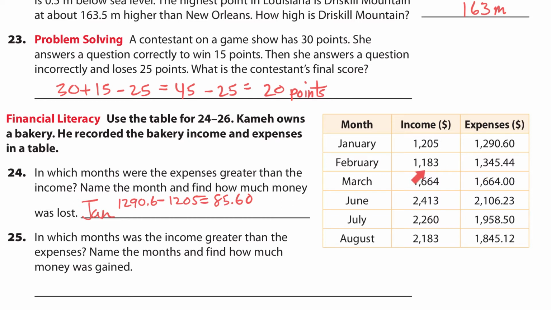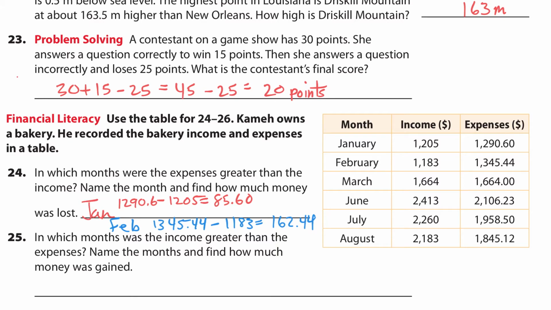And then I think February too. Yeah, 1345.44 minus 1183. For February, I'll put it in blue. February is 1345.44 minus 1183, which is equal to 162.44. Okay, so those are the two months. Now March, they were equal. Income's more than the expenses.